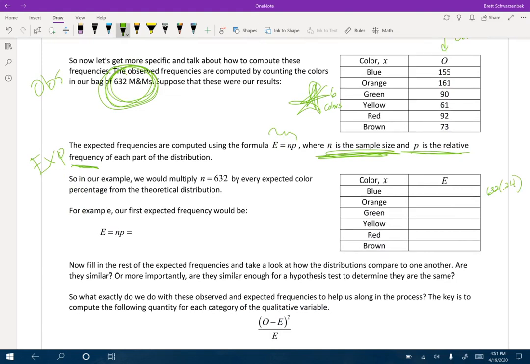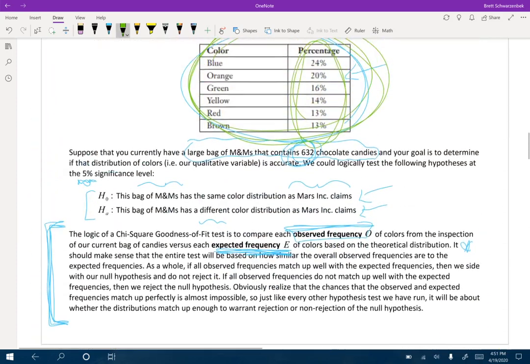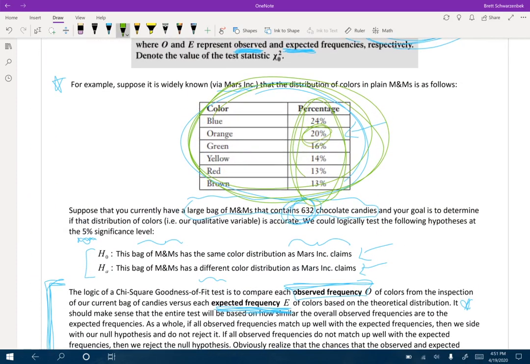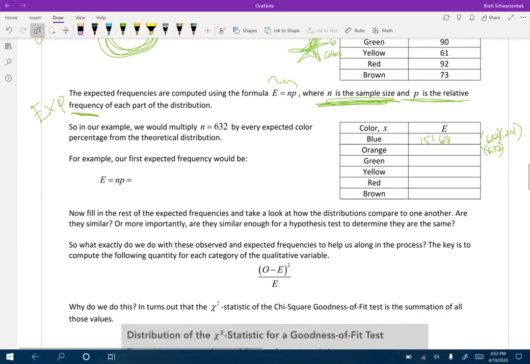Our first one is going to be N, 632, times P, 0.24. What are we going to get? Approximately 151.68. Then we do 632 again, but multiply by our second claim, which is 20%. We continue to do that until we work all the way through the table and get the following values. I'm going to fill this out real quick. I'm not going to pause because there's only a few of them.